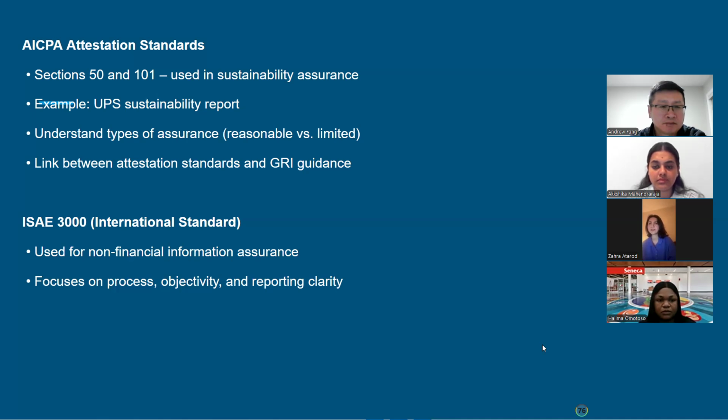A great example is UPS sustainability reports. It uses third party assurance providers to review selected metrics like emissions and fuel usage, following these attestation standards. Next part, Andrew will continue with part three.